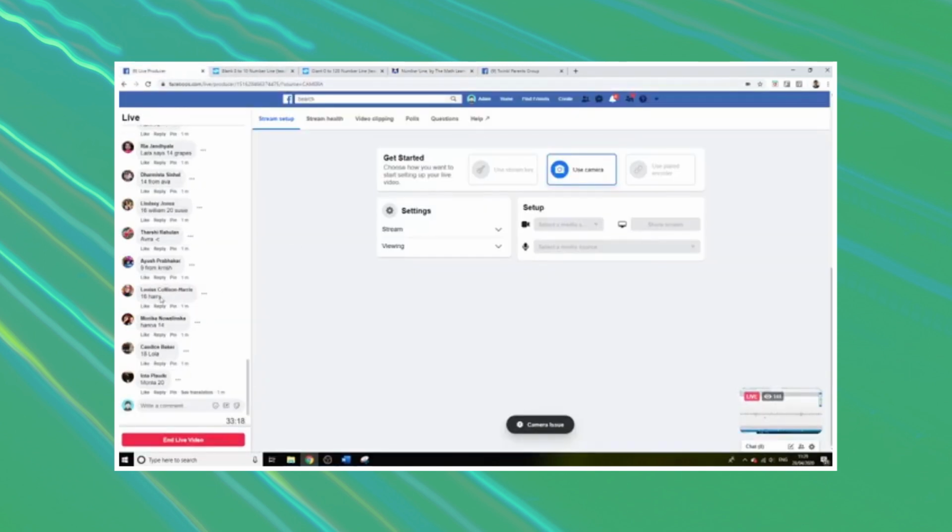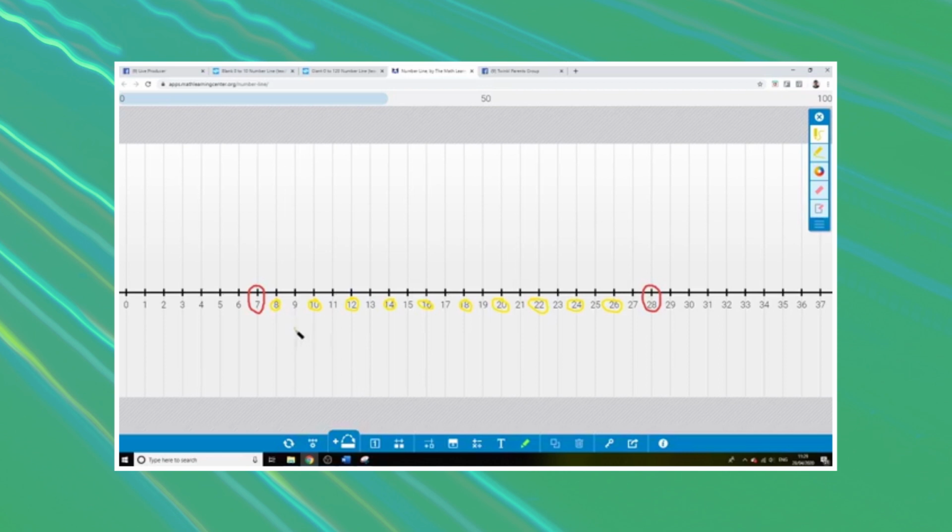Interesting. Ooh, Krish, I'm asking for even numbers if we could. I'll bring up the number line for you. Good try, but you need to choose one of these numbers, please, young man, as these are our even numbers.